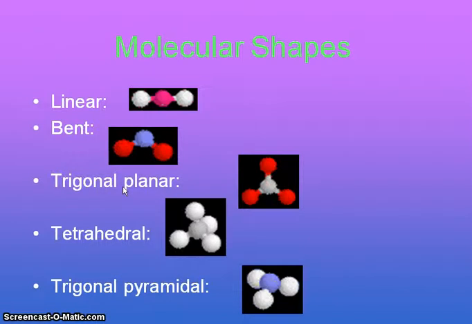You could have something that is trigonal planar, which means that there is a central atom and three atoms attached to it. And they would all be then 120 degrees apart from each other. That would be as far away as they could get. And so it's in a flat plane.